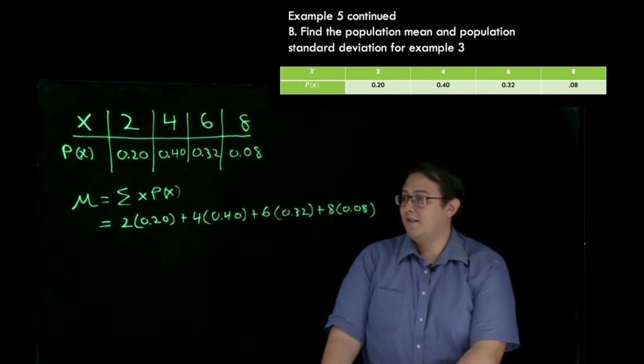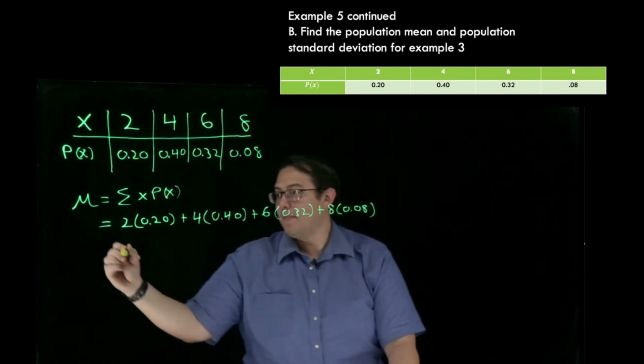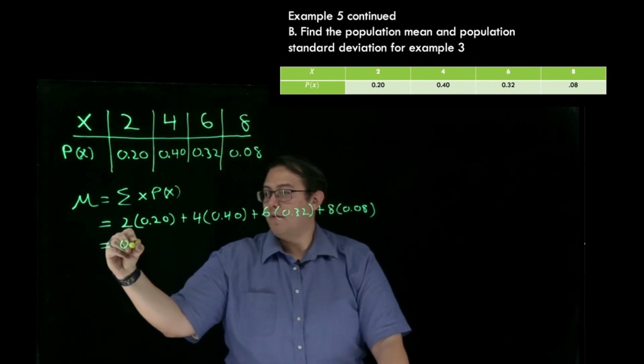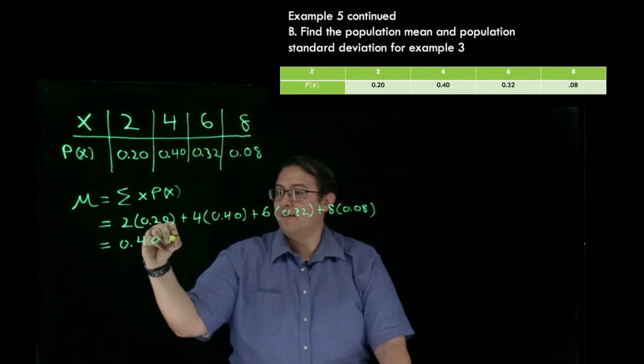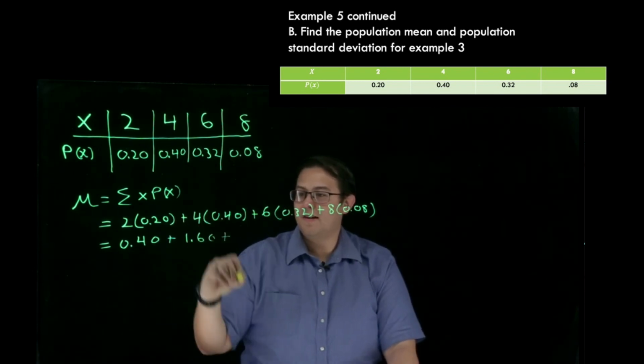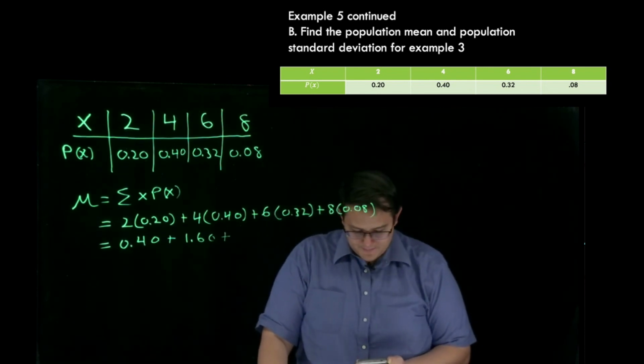All right, so there's a long formula there, and we got to multiply through. Okay, so here you get 0.40 plus, if you multiply this one here, I believe we should get a 1.60 plus, so now I'm going to use a calculator to do these here.